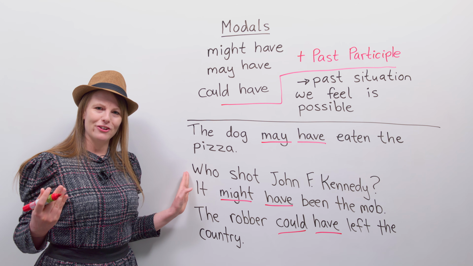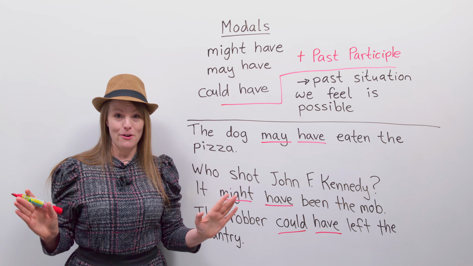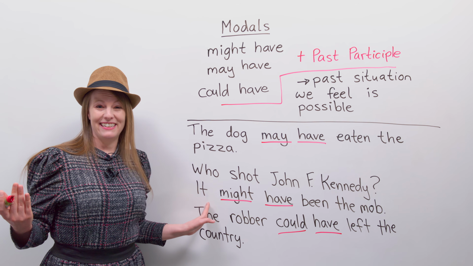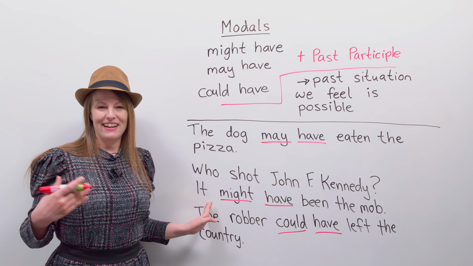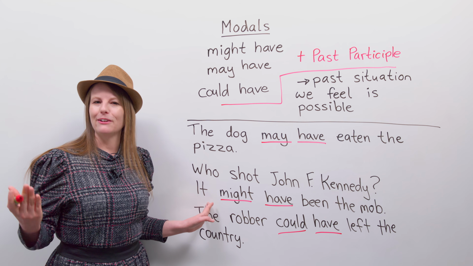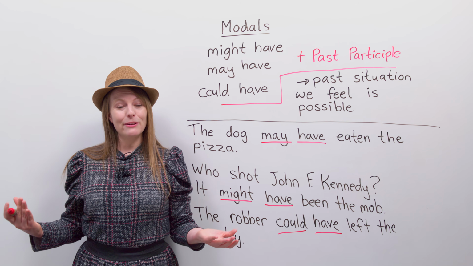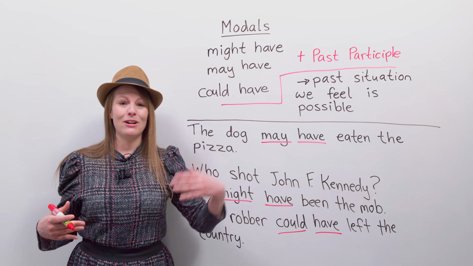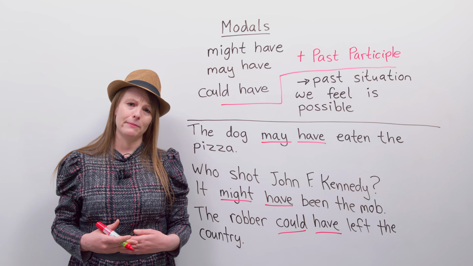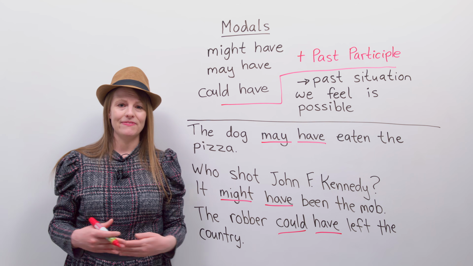Who shot John F. Kennedy? Well, let me think. I don't know. Maybe it might have been the mafia. Actually, I think it was Lee Harvey Oswald, but maybe there was a conspiracy. Maybe it might have been the mafia. So I'm saying this because I don't know. I'm not certain. This is a possibility. There are many possibilities. And we're using this because we're talking about the past.